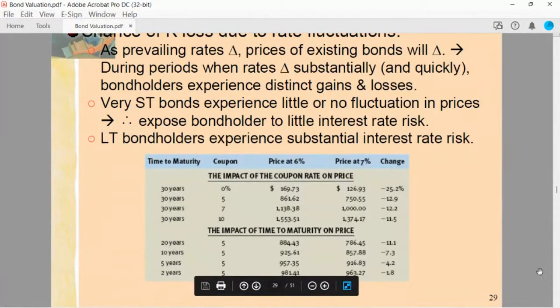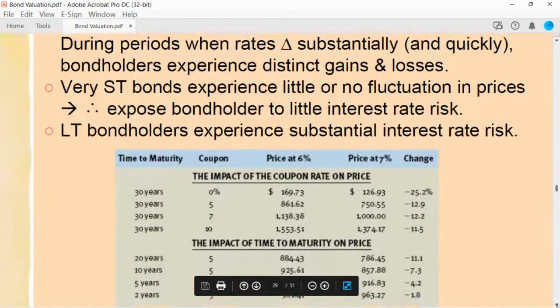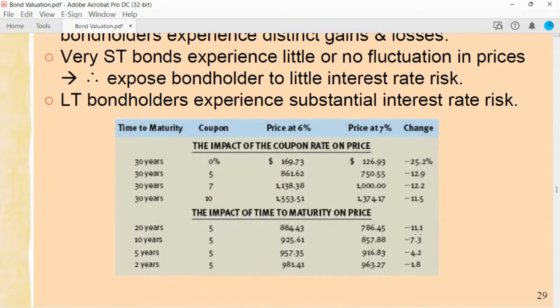20 years, 10 years, 2 years, relatively short term. If the maturity is 2 years, coupon rate 5%, they will all be discount bonds, but at 6%, 981, and at 7%, 963. The change is only negative 1.8%, whereas here, for a 20-year long-term bond, the change is 11 point. So we come to the conclusion.